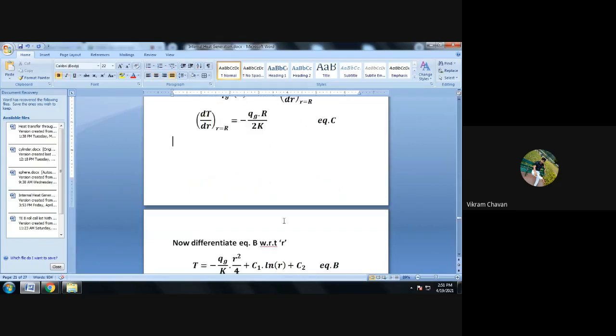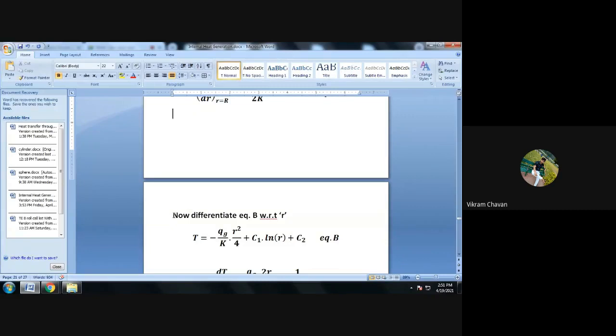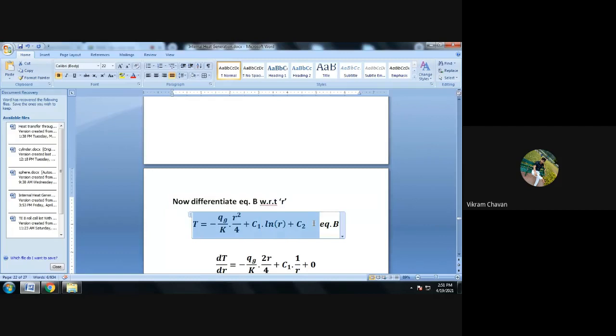Now differentiate equation b with respect to r. Write down. So what is our equation b? Equation b is t is equal to minus q suffix g divided by k multiply by r square divided by 4 plus c1 multiply by ln of r plus c2. This is our equation number b, and we have to determine dt divided by dr when small r is equal to capital R. So to get dt divided by dr, we have to differentiate this equation number b with respect to r.